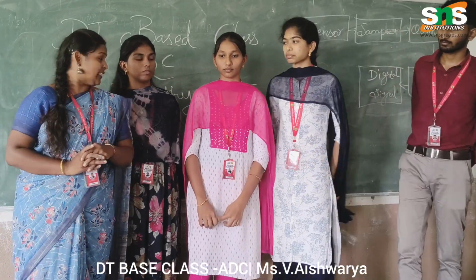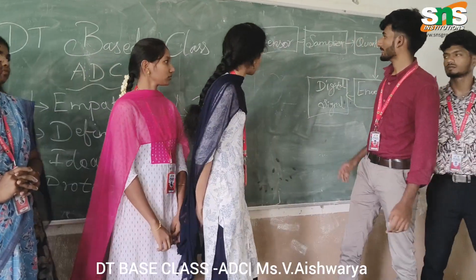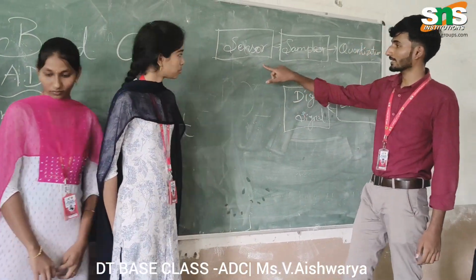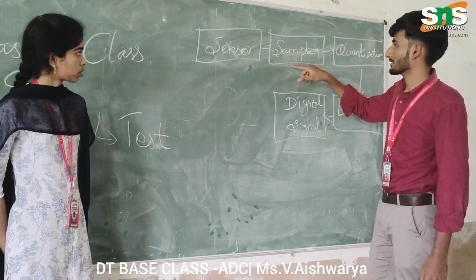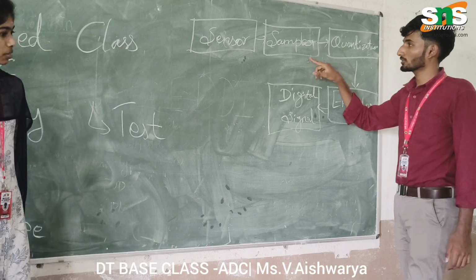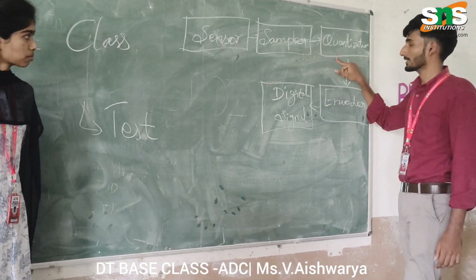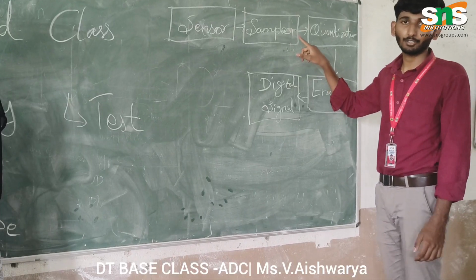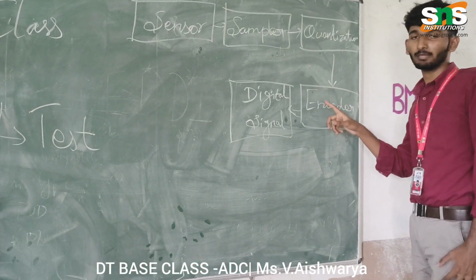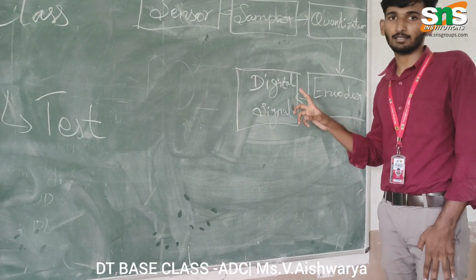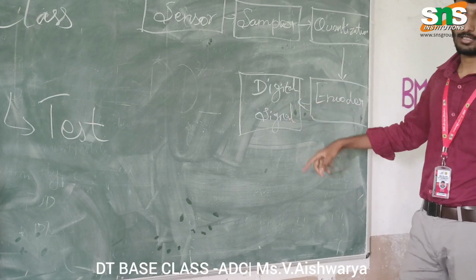Next one is about the prototype model. I can explain about the prototype. You can see the block diagram. First of all, sensor, like real-time applications: temperature, light, etc. Then we go to the sampler to sample the analog signal at points. Then we go to the quantizer to convert the sampled signal into fixed points. Then we go to the encoder. Encoder means the digital output is a 0 or 1. Then finally we get the digital signal as an output.